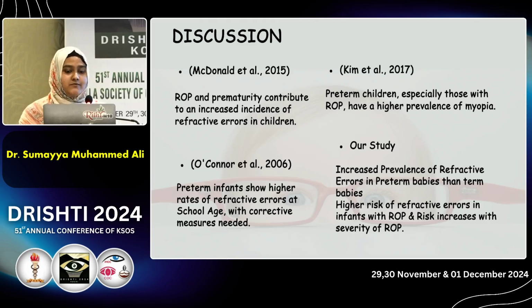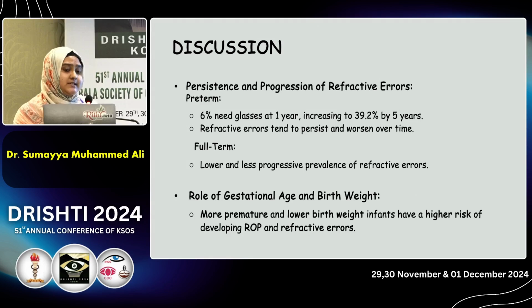In our study, we also found an increased prevalence of refractive errors in preterm babies than term babies, and there is also a higher risk of refractive errors in infants with ROP, and the risk increases with the severity of ROP. There is also persistence and progression of refractive errors noted. That is, 6% needed glasses by the age of 1 year in preterm, which progressed to 39.2% by the age of 5 years. Refractive errors tend to persist and worsen over time. In full-term babies, a lower and less progressive prevalence of refractive errors was noted. There is also the role of gestational age and birth weight, because more premature and lower birth weight infants are already at a higher risk of developing ROP, and so refractive errors.